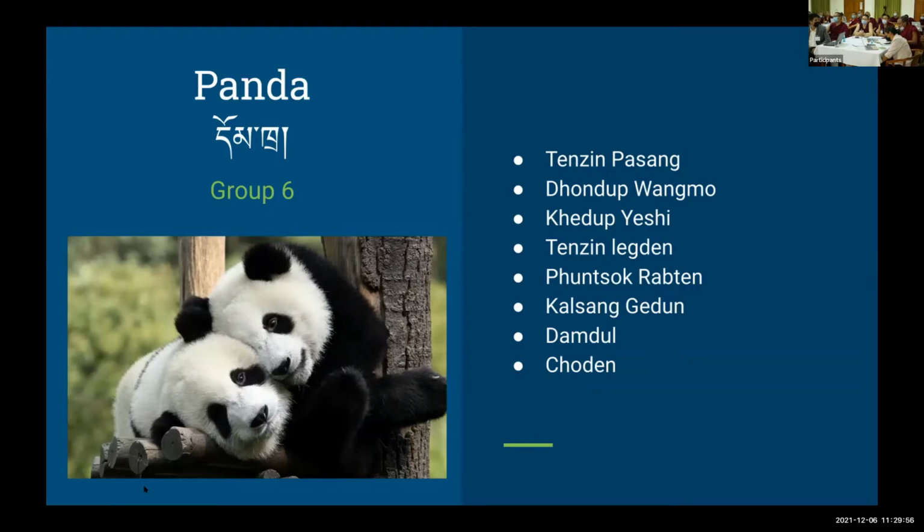We call our group Panda because, as you all know, the panda is very precious, very adorable and loving, and a symbol of peace.